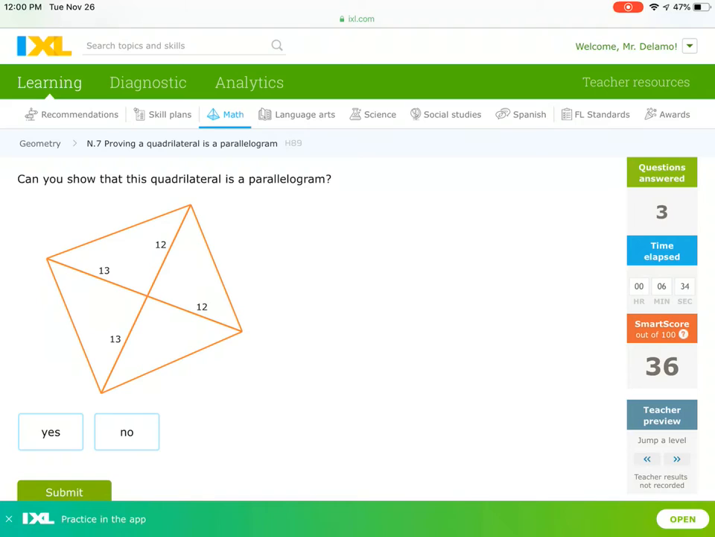All right, can you show that this quadrilateral is a parallelogram? Ooh, this one's a little tricky, because it's got two pairs of equal numbers, but they're in the wrong places.